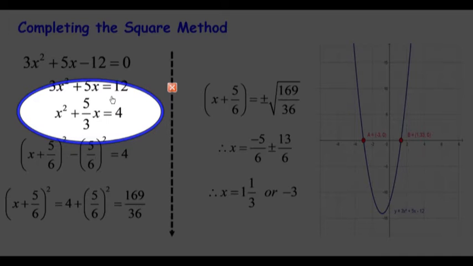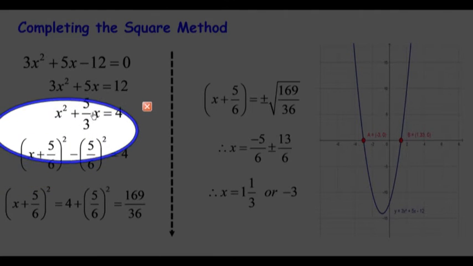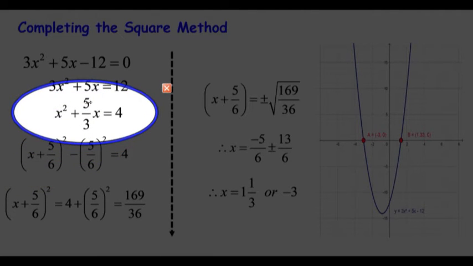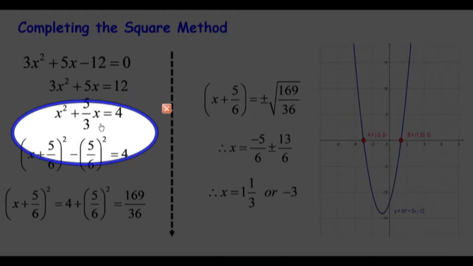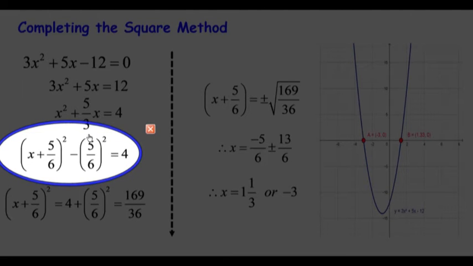Now we have to complete the square on this expression, x squared plus 5 on 3x. You might remember how we do that. We form a complete square, x plus 5 on 6. How do we get 5 on 6? We had to halve 5 on 3. 5 on 3 times a half is 5 on 3 times 1 on 2, which is just 5 on 6.